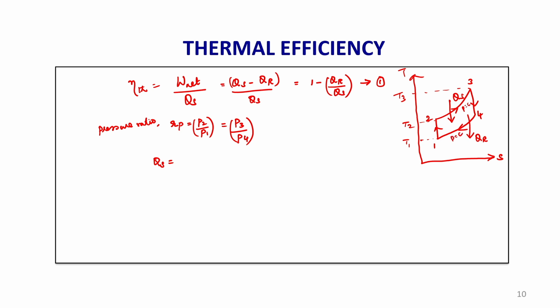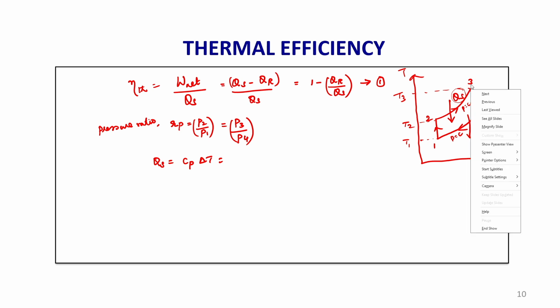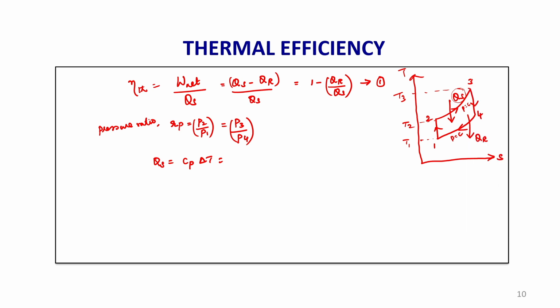Now, the heat is supplied during process 2 to 3, a constant pressure process. Assuming 1 kg of the working fluid, heat supplied is Cp into delta T. The heat addition process starts at 2 and ends at 3. So, the highest temperature is T3, the lowest temperature is T2, so delta T is T3 minus T2.